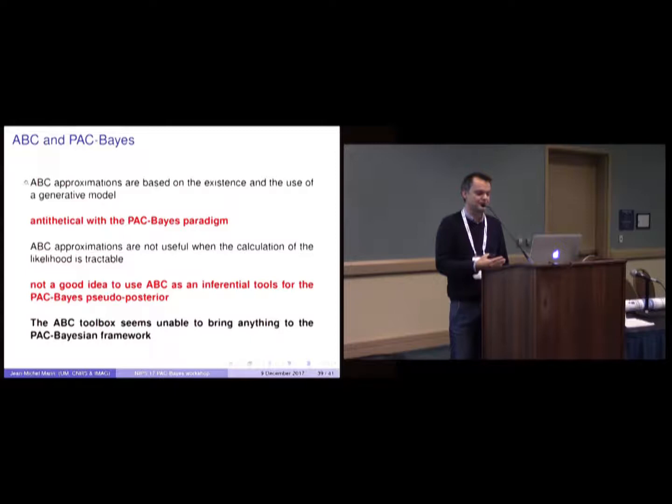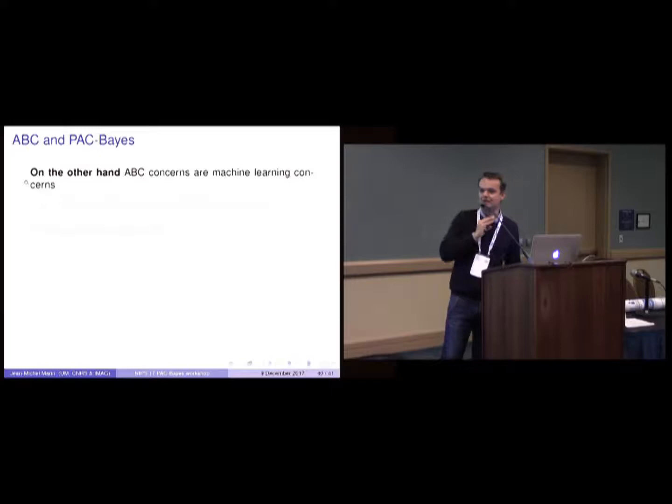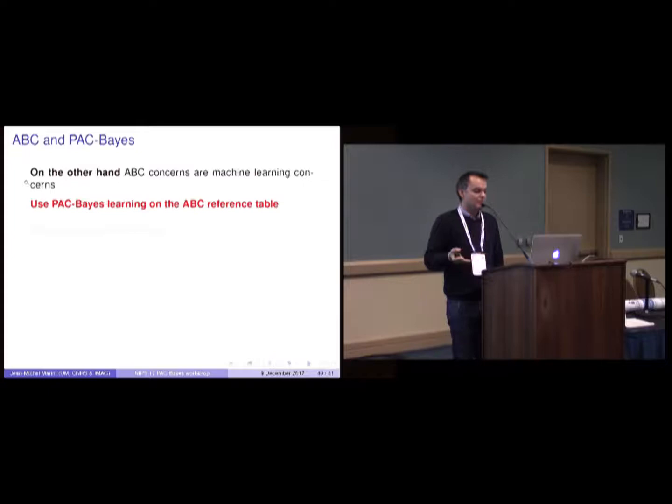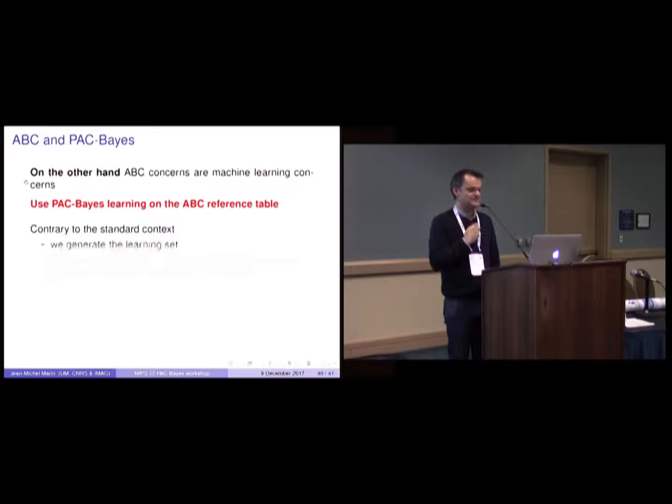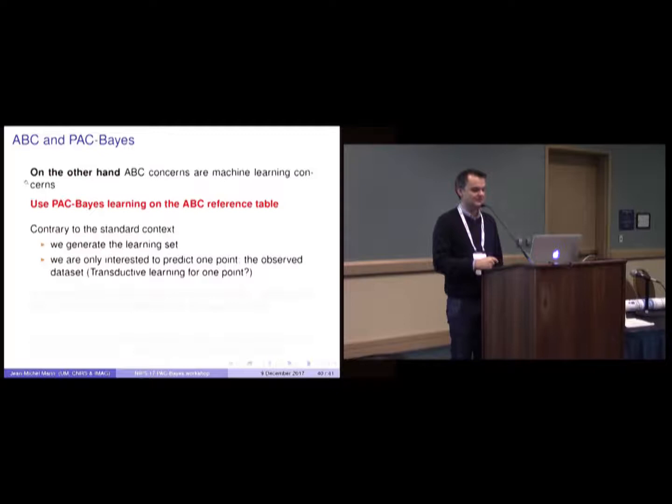But, on the other hand, I try to convince you today that ABC concerns are machine learning concerns. So, why not try to use PAC-Bayesian learning on the ABC reference table? That can be a good thing to do here. And contrary to the standard context, we have two specific things. I repeat, but teaching is repeating: we generate a learning set, and we are only interested in predicting one point, the observed data set. And there is some connection, perhaps, and some possibility to use some PAC-Bayesian methodology especially designed for these things.